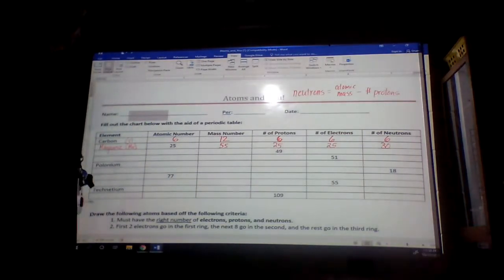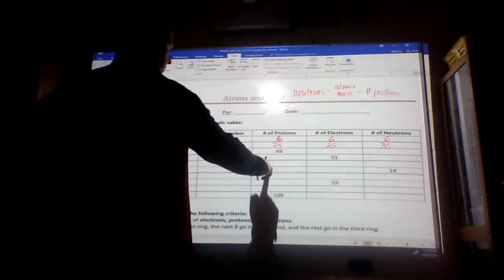So all you have to do now is take your chart where you have your number of protons.